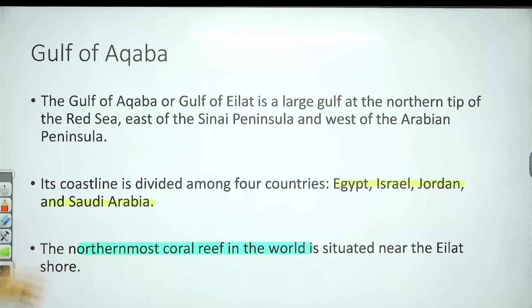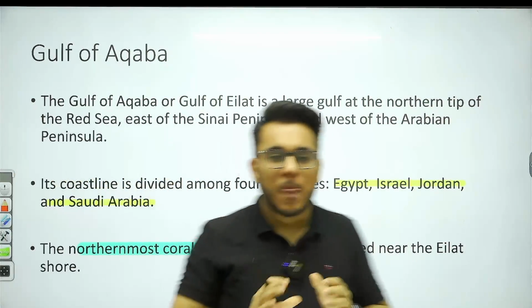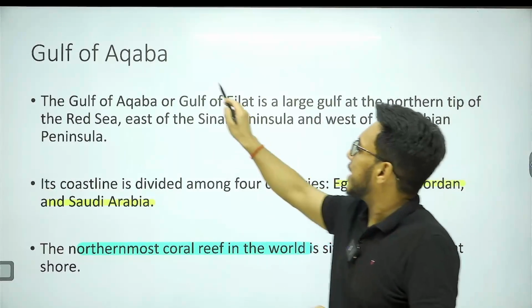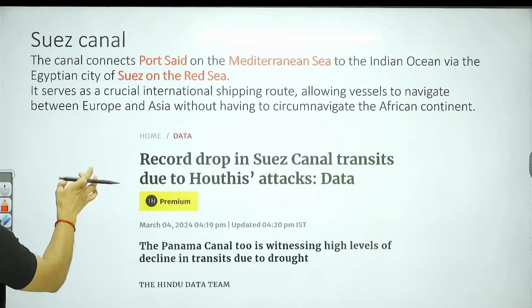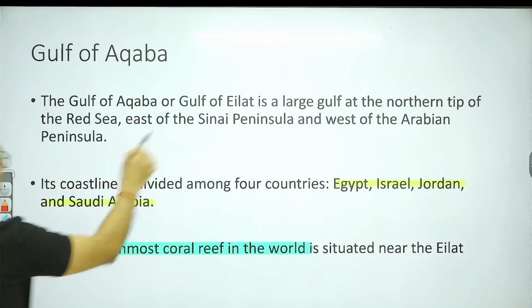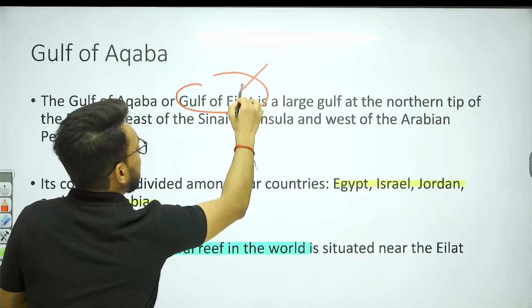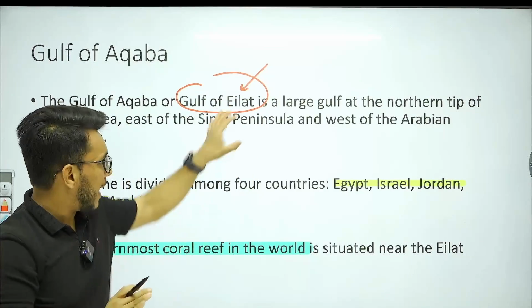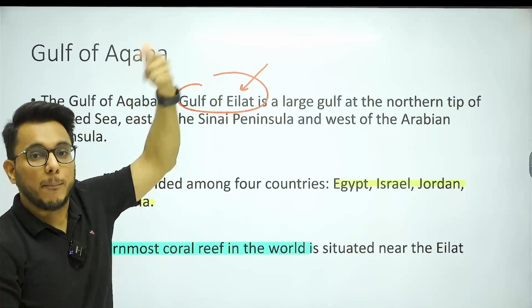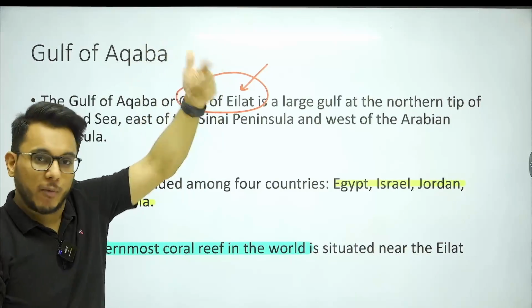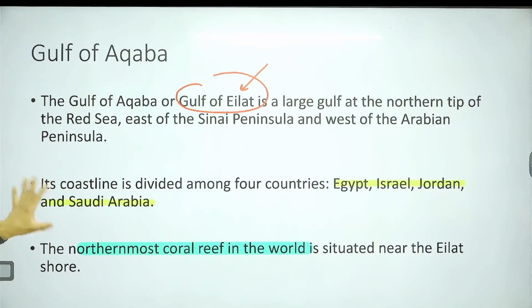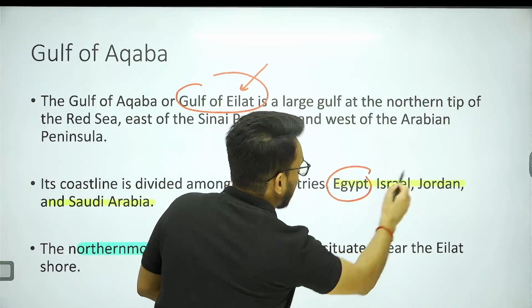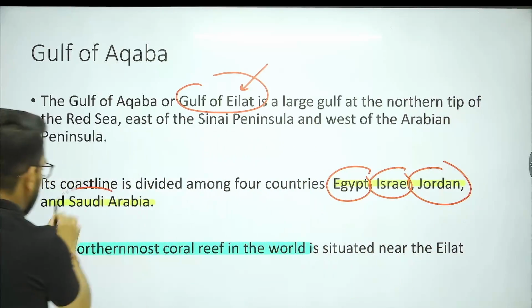Then, next, Gulf of Aqaba. Gulf of Aqaba is also called Gulf of Eilat. Eilat is a city in Israel, and Eilat is also the point where the Ben Gurion Canal has to start. Now, Gulf of Aqaba is shared by four countries, that is Egypt, Israel, Jordan, and Saudi Arabia.